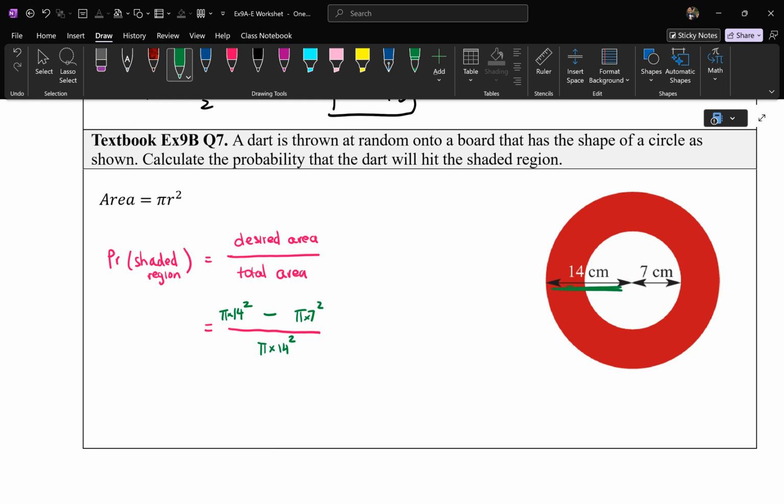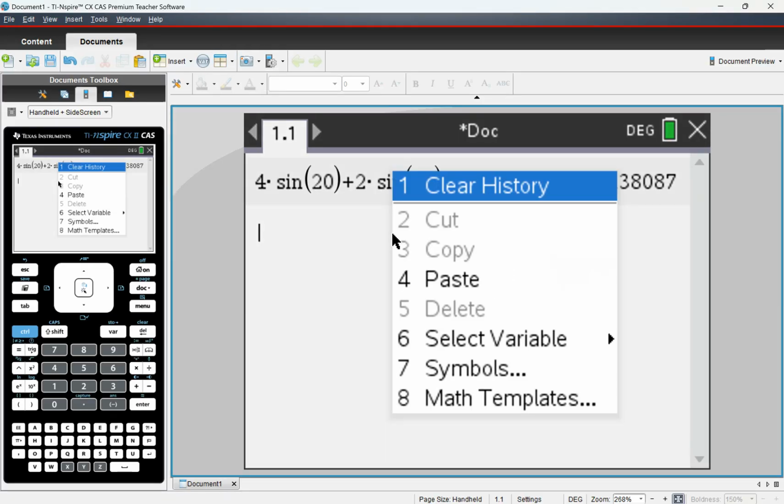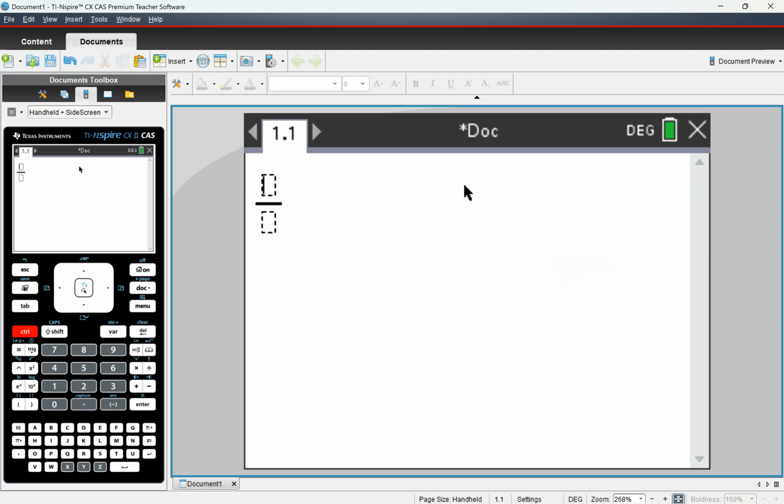Hands up if you at least had that general direction in working out. You're trying to do desired over total. Good. So area of a circle. And now let's just plug into a calculator. So do I have a calculator ready? Oh, I do. Cool. Let's see. It was pi times 14 squared minus pi times 7 squared over pi times 14 squared. You got 3/4 chance, or 75%.